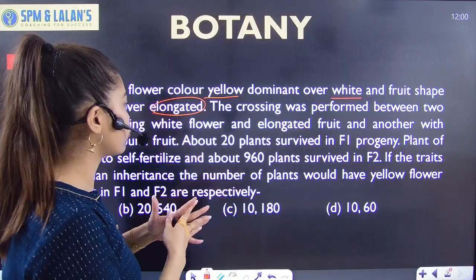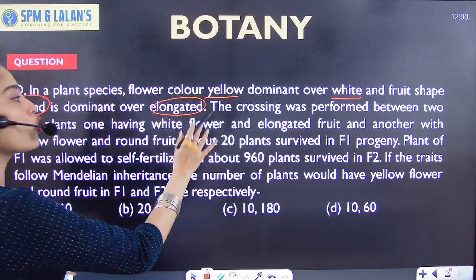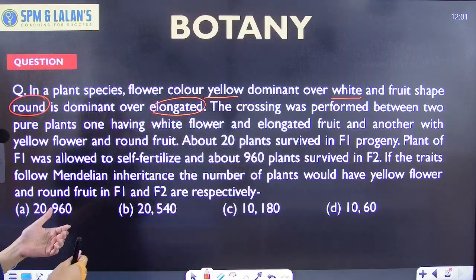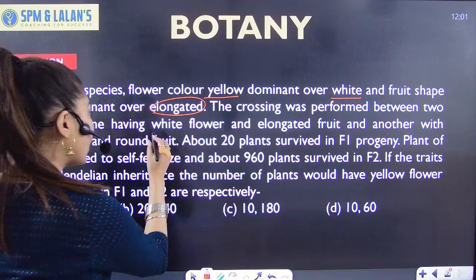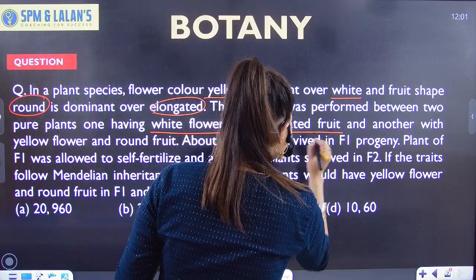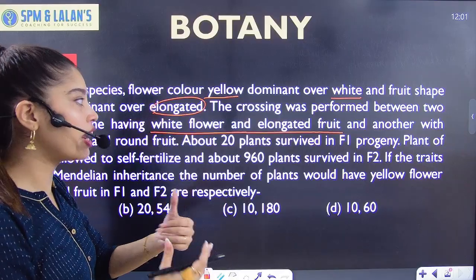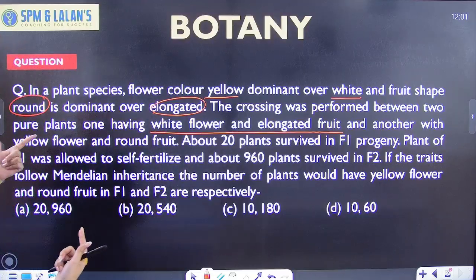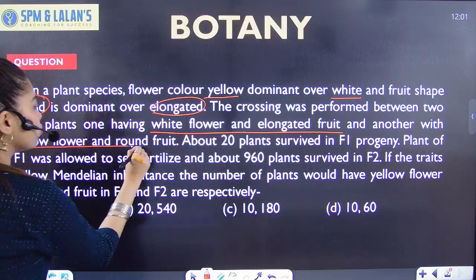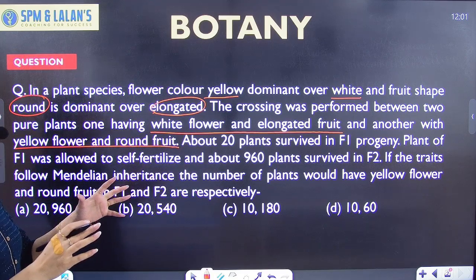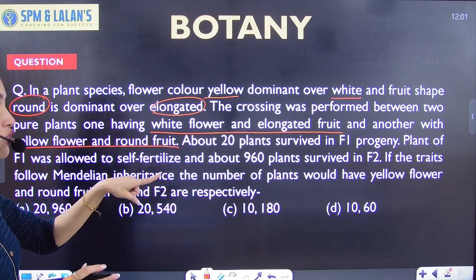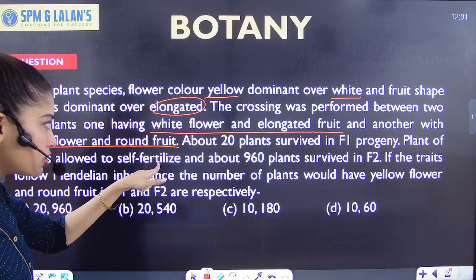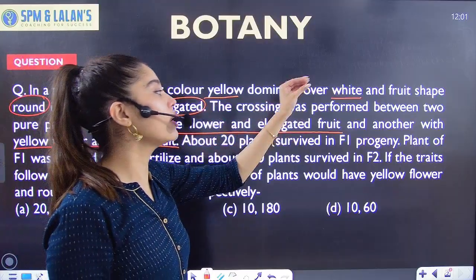Now the question proceeds as: the crossing was performed between two pure plants, one having white flower and elongated fruit, and another with yellow flower and round fruit. So we have got our parents, that is the P generation: yellow flower and round fruit crossed with white flower and elongated fruit.